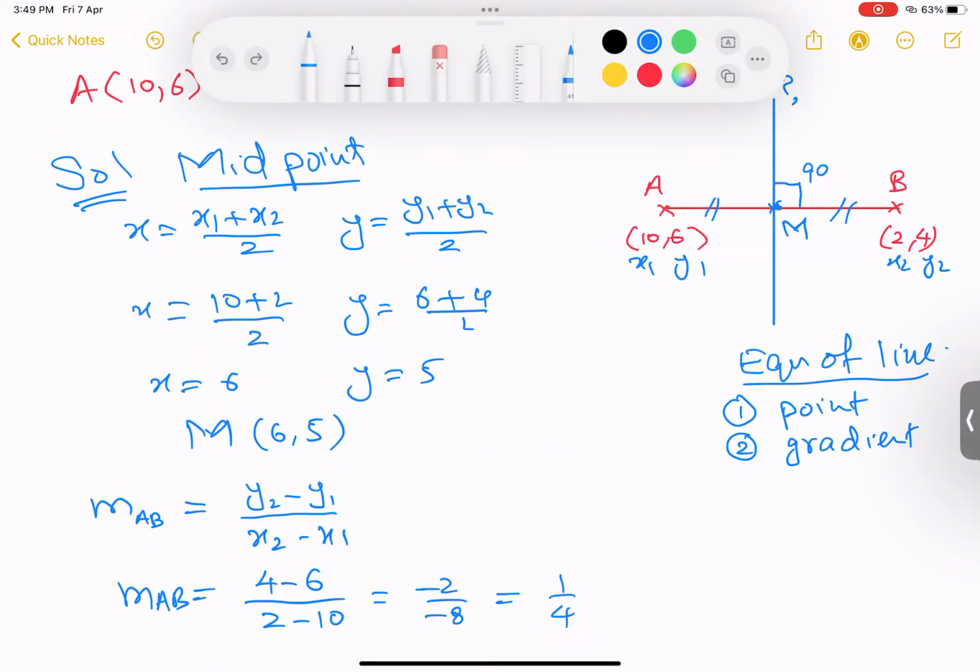So if 1 by 4 is the gradient of the red color line, then what is the gradient of the blue line? It is the negative reciprocal, I can say from here. The gradient of the blue line is called m subscript P, for perpendicular. And you know what the reciprocal is, students? 4 by 1 becomes 1 by 4, and 1 by 4 becomes 4 by 1.